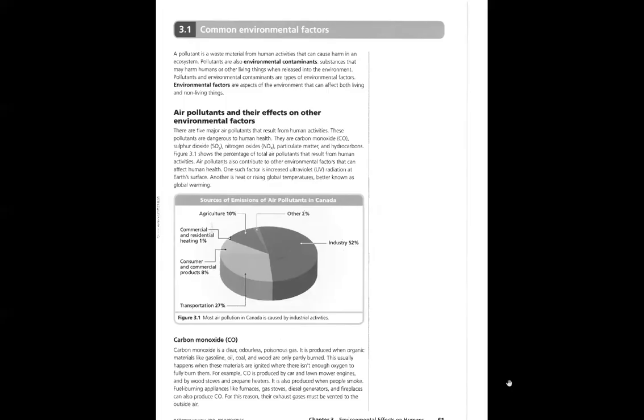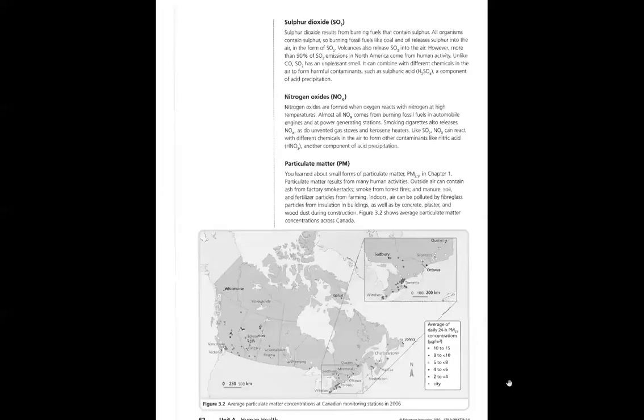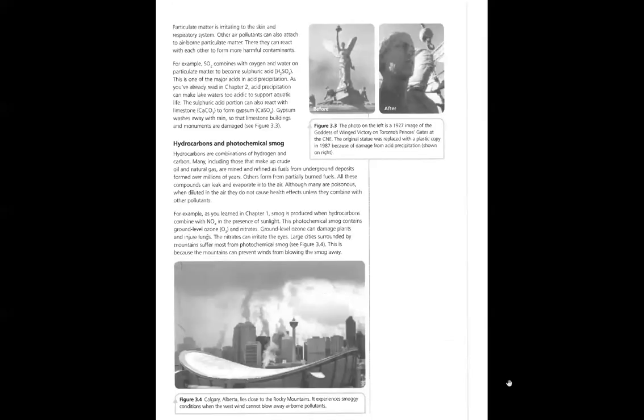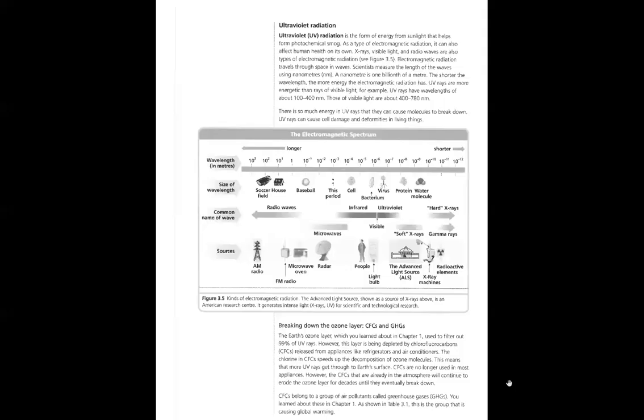Okay, we looked in particular at carbon monoxide, sulfur dioxide, nitrogen oxides, particulate matter. We did a lot of work on that. We looked at hydrocarbons and burning hydrocarbons, and smog. Did a lot of look at the effects of those on humans. In this lesson, we basically just looked at what the factors were.